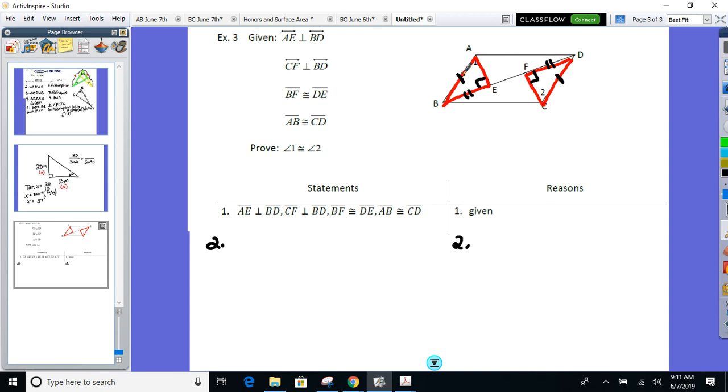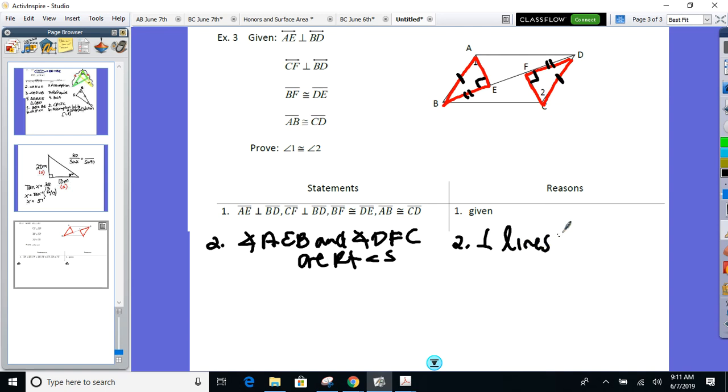So everyone see the HL working here. Everyone see the HL. Okay, what needs to go in the proof now? Well, we got to say the right angles. Don't forget about those. So angle AEB and angle DFC are right angles. Perpendicular lines form right angles.